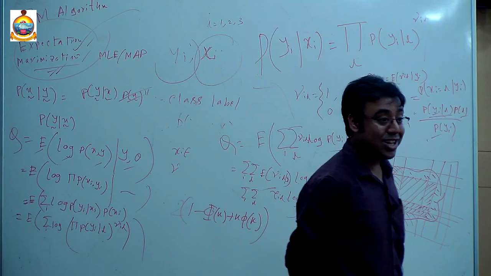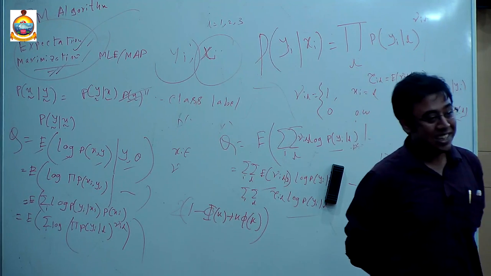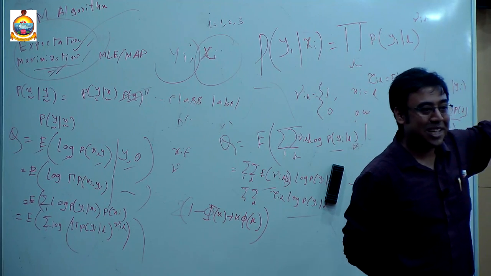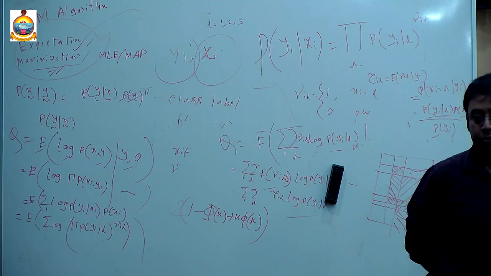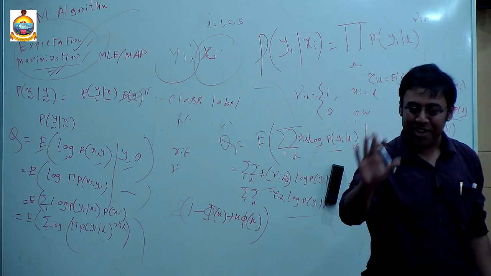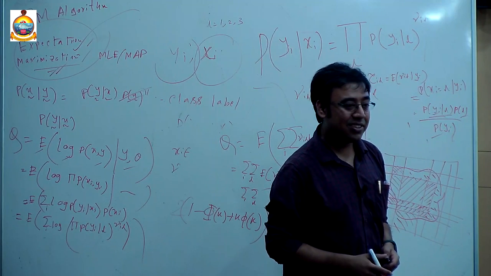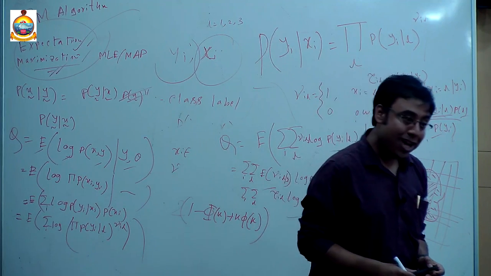k is a parameter here. Exactly. No, k is not fixed here. We'll try to estimate this one. That's our whole objective, because k is now a parameter. But how do you relate this to expectation? I'm not relating it now. I'll come to that later.